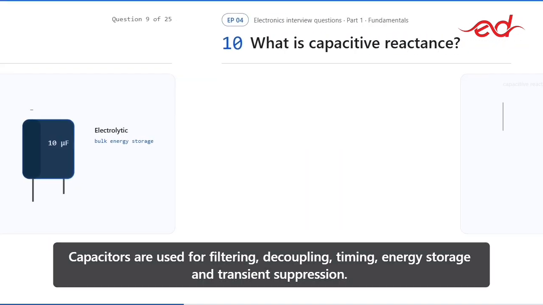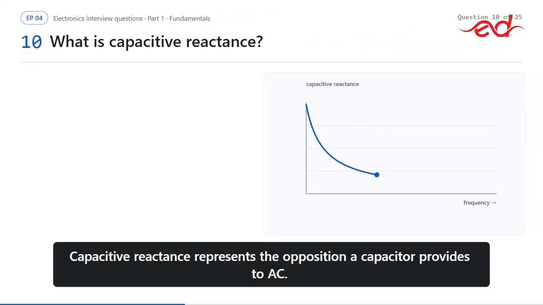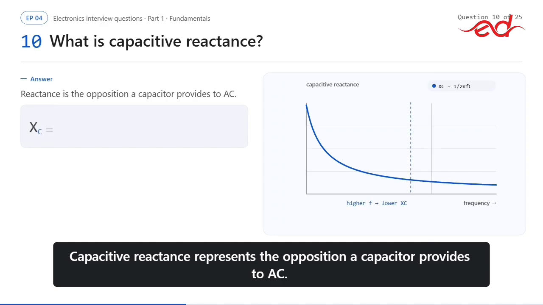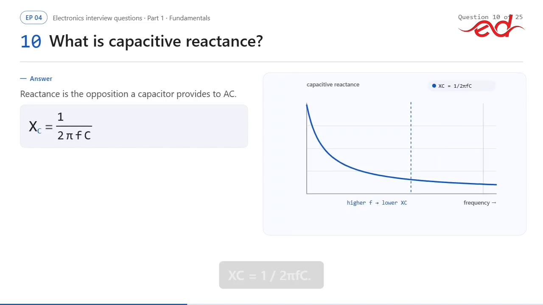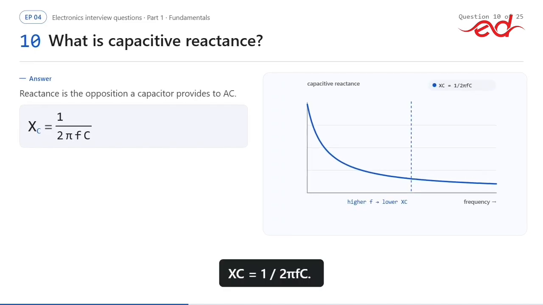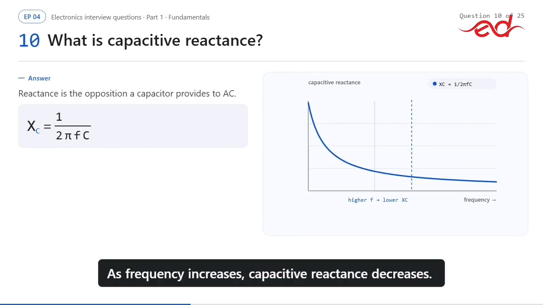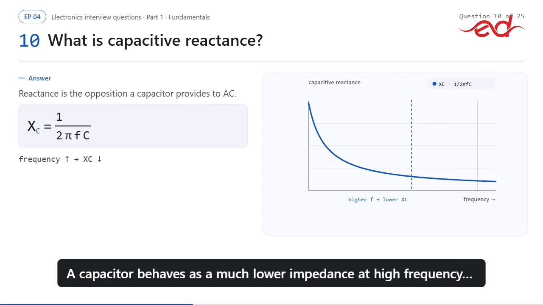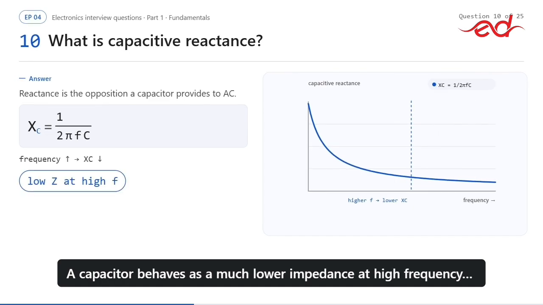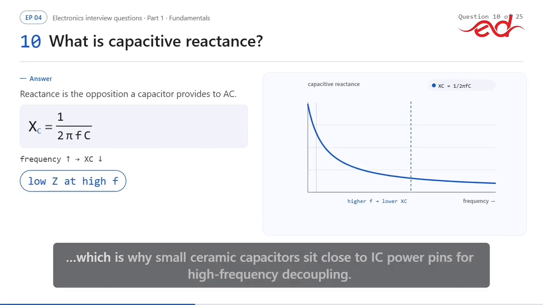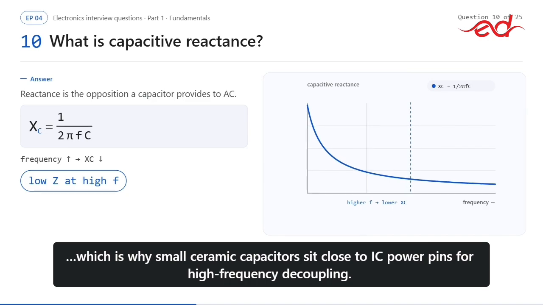Now coming to the next question, what is capacitive reactance? Capacitive reactance represents the opposition a capacitor provides to AC voltage. Xc is equal to 1 upon 2 pi fC. As frequency increases, capacitive reactance decreases. For example, a capacitor behaves as a much lower impedance at high frequency, which is why small ceramic capacitors are commonly placed at IC power pins for high frequency decoupling.